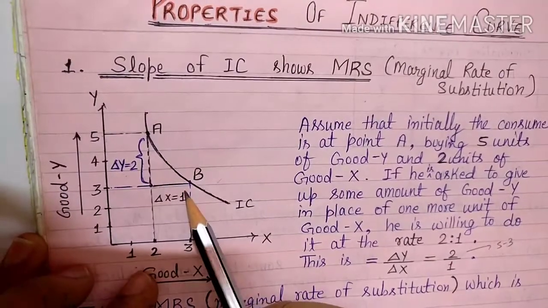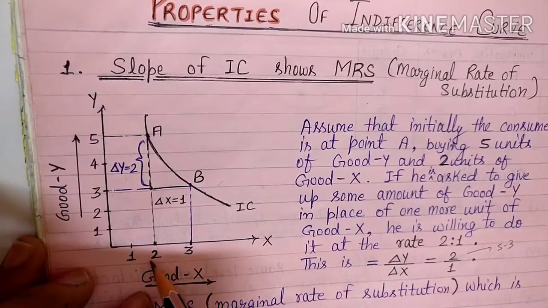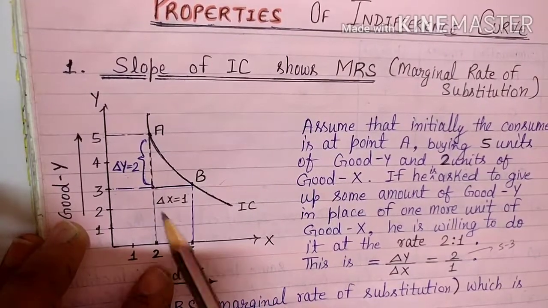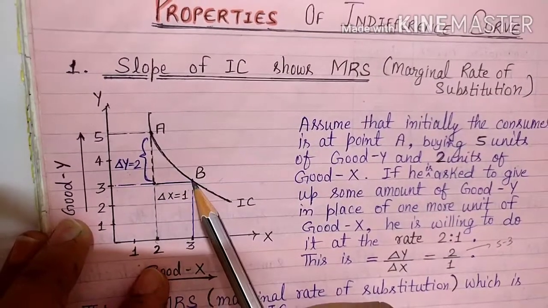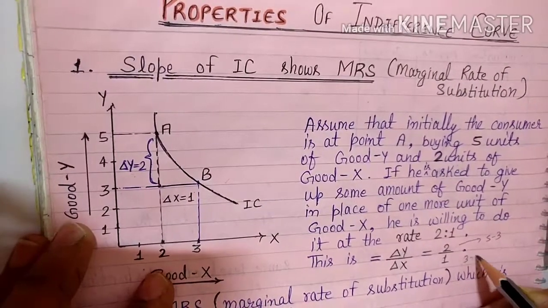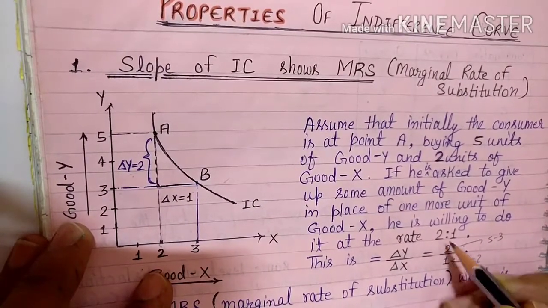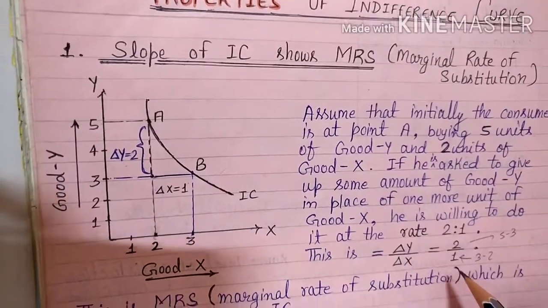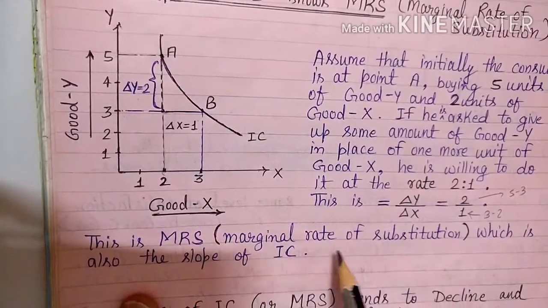And this one, b, earlier it was 3, now it becomes 2. Earlier it was 2, now it becomes how much? 3. So in order to increase this first, 3 minus 2, how much will it come? 1 only. So what comes? 2 is to 1. It means 2 upon 1, or you can say 2 is to 1. This is only what? MRS, marginal rate of substitution.